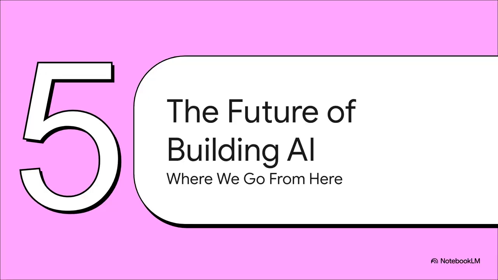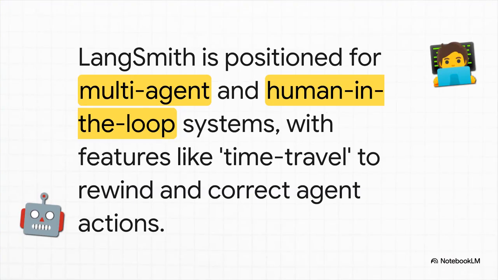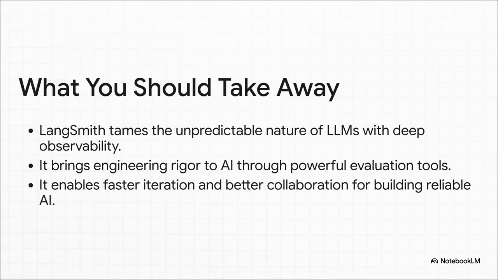So, what's next? Where is all of this headed? Well, the cool thing is, LangSmith isn't just focused on solving the problems we have today, they're already looking ahead to what's coming down the pike in AI development. In that next wave, it's all about way more complex systems. We're talking about multiple AI agents all working together on a single task, with humans jumping in to steer them when needed. And the LangChain team is already on it. They're building mind-blowing features like time travel debugging, which lets you, I'm not kidding, literally rewind an agent's actions and correct them. It's wild.